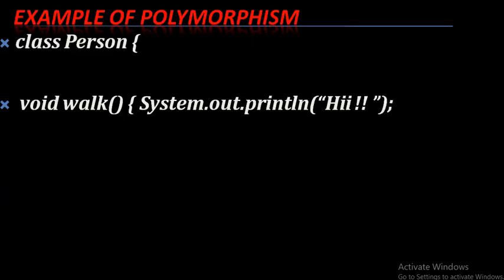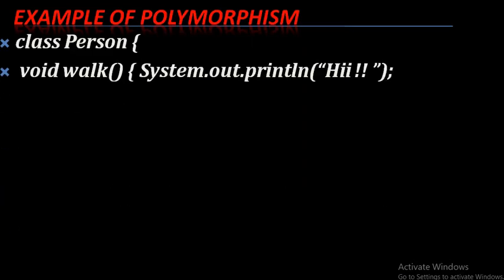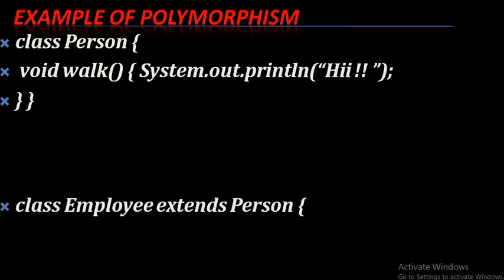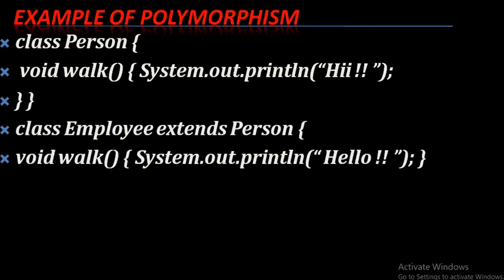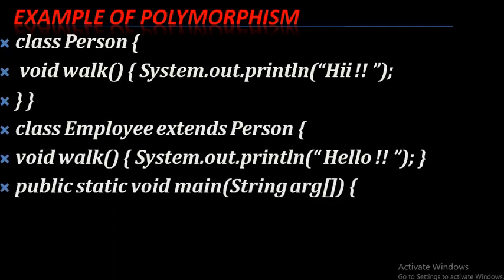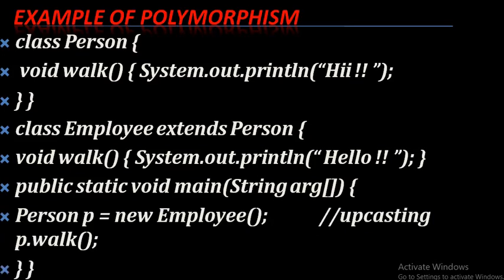An example of polymorphism: class Person with a void work method, and a class Employee extends Person. Here if we create the object of the Employee class with the help of a reference of the Person class, and we call the method work, then it will execute the Employee class's, the child class's, work method.